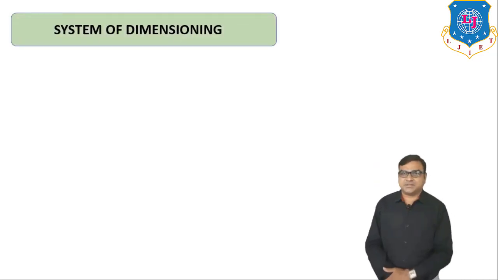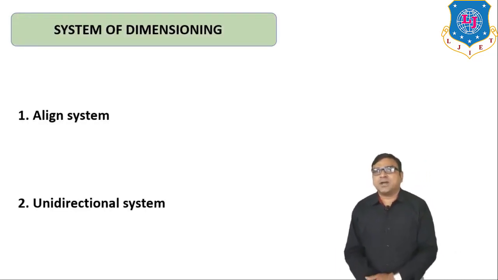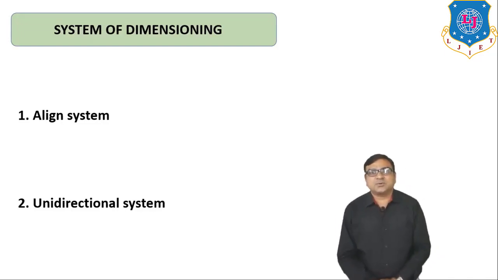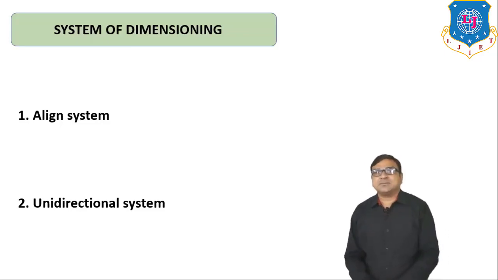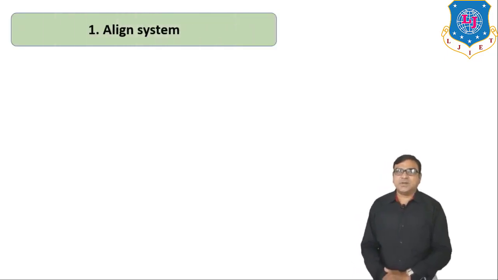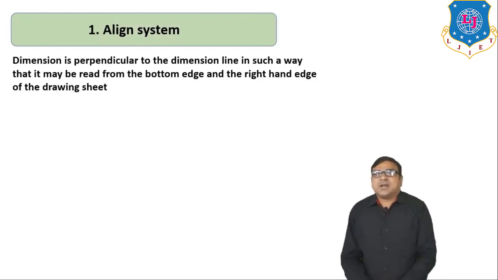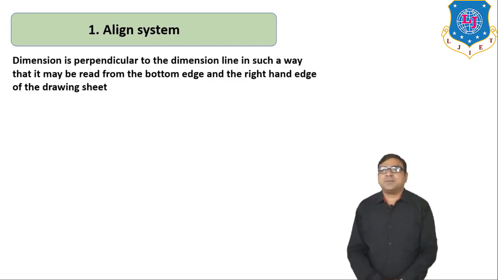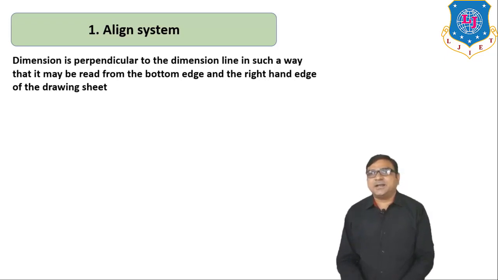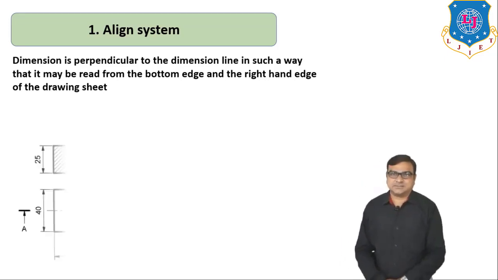Now system of dimensioning. Any drawing without dimension is incomplete. So we have to use a proper dimensioning system for particular drawings. So here we want to discuss two types of dimensioning system. One is aligned system and the other is unidirectional system. Now what is aligned system? In aligned system, the dimensions are placed perpendicular to the dimension line in such a way that they may be read from the bottom edge and the right hand edge of the drawing sheet.